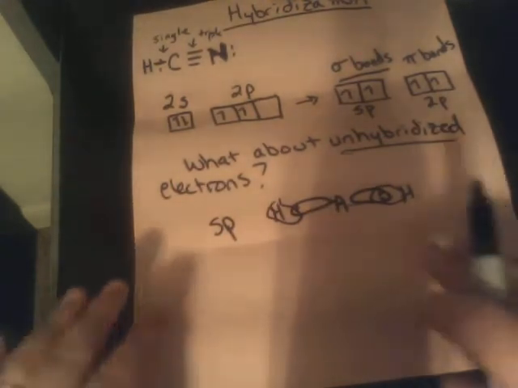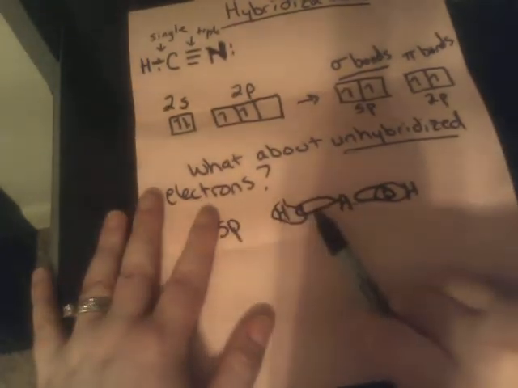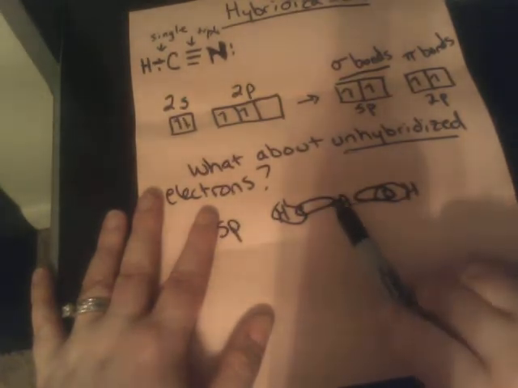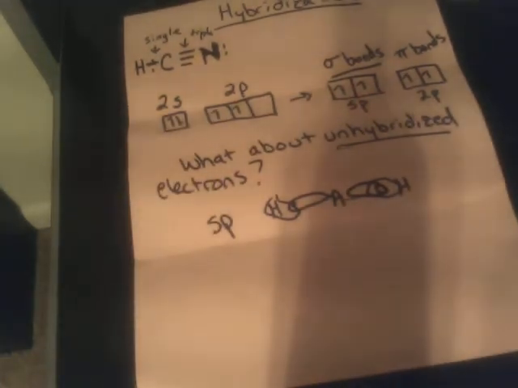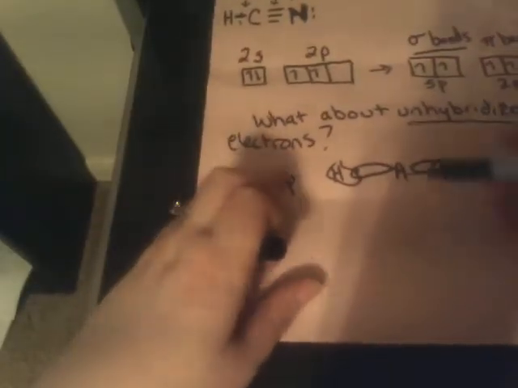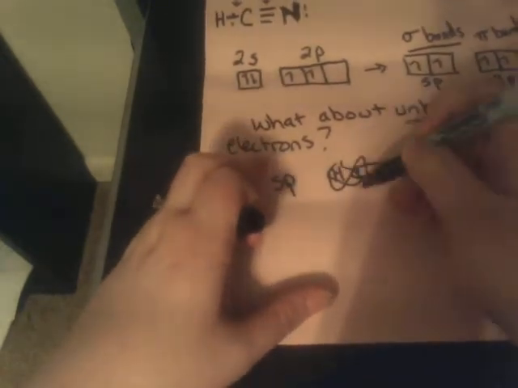I'm making it really pretty, aren't I? So H brings one, A brings one, A brings one, H brings one. So these are our single bonds. Now, what do I do with my, actually, we're doing it to nitrogen, aren't we? Dadgummit. All right, we're gonna erase that.